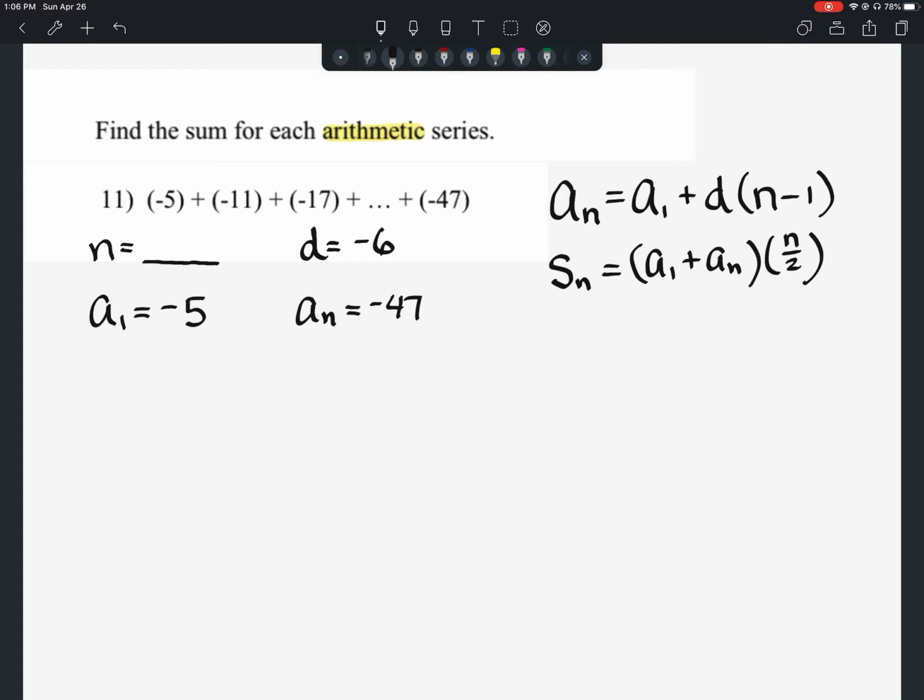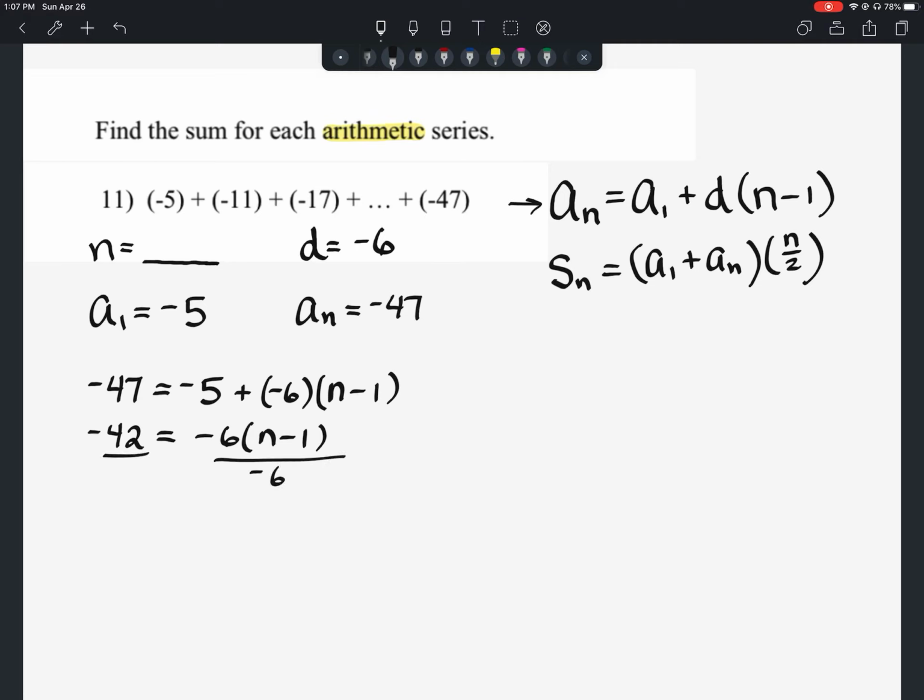So let's start out by finding n first. To find n, let's use our a sub n formula. We're going to say -47 equals our first term, -5, plus -6 times the quantity of n minus 1. We'll add 5 to each side, so -42 is equal to -6 times the quantity of n minus 1. Divide each side by -6, so 7 equals n minus 1. And then when we add that over, we have 8 terms in that series.